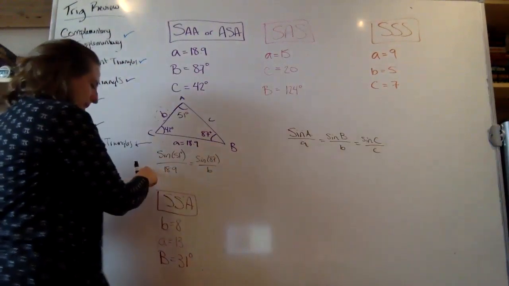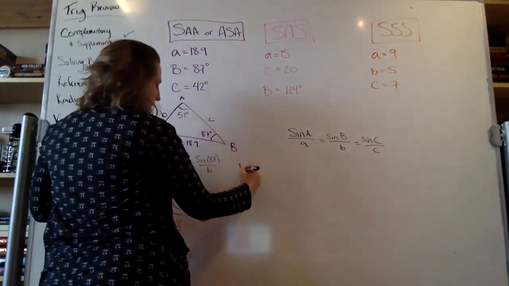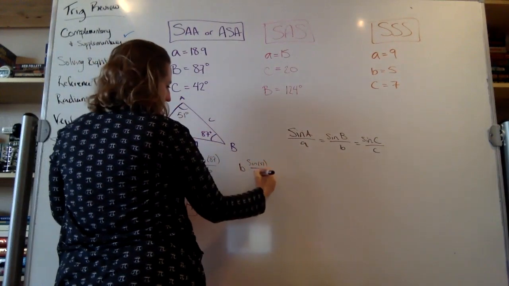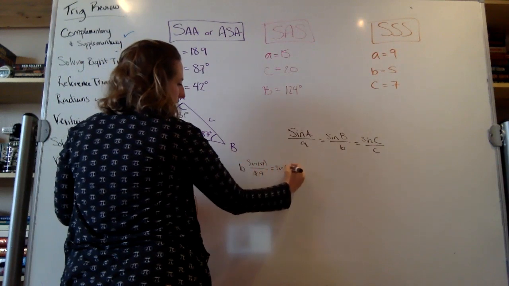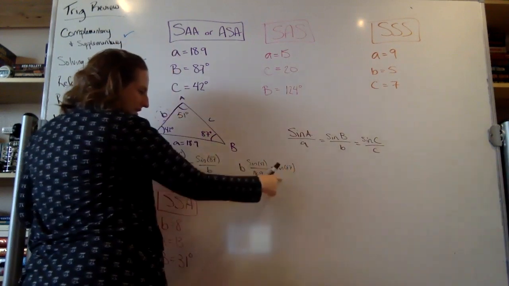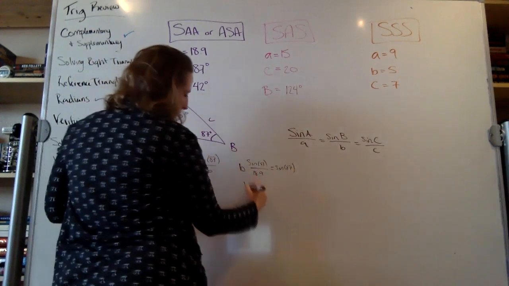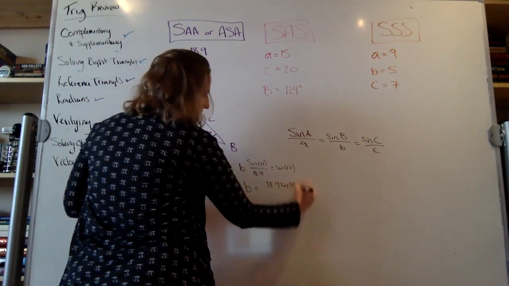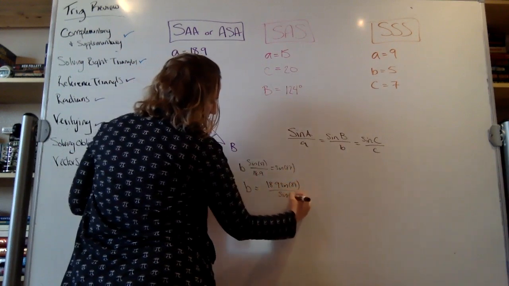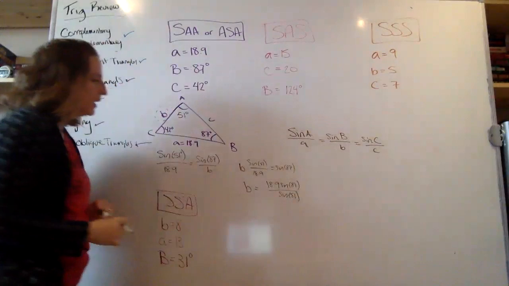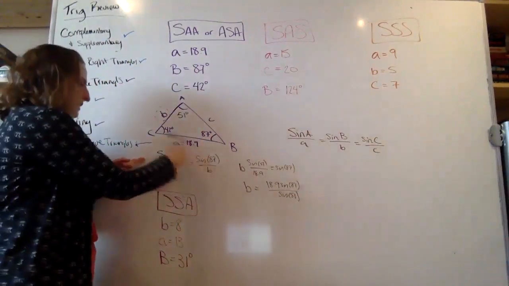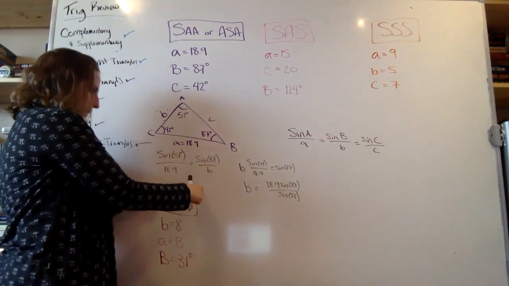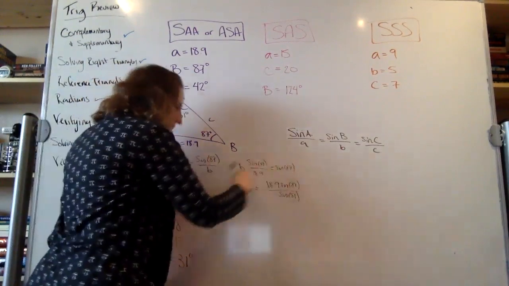Multiplying both sides by B gives me B times sine of 51 over 18.9 equals sine of 87. Then I can multiply by 18.9 and divide by sine of 51. So B is going to equal 18.9 sine of 87 degrees over sine of 51 degrees. Okay. Some people prefer to cross multiply. If you cross multiply, you'll get B sine of 51 equals 18.9 sine of 87. Dividing by sine of 51 gets you to here.